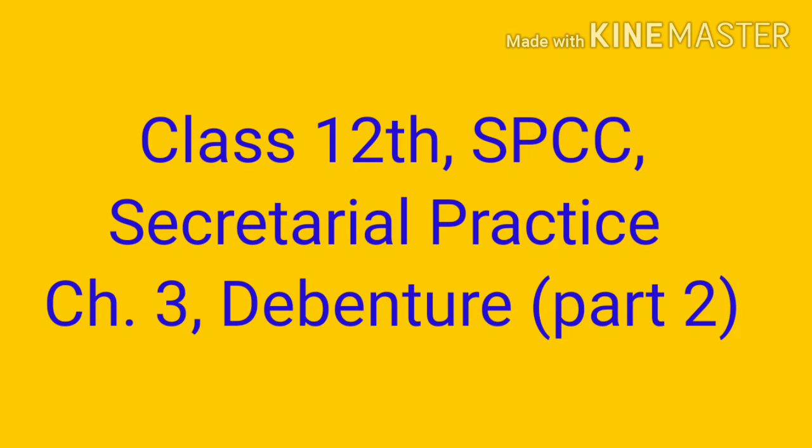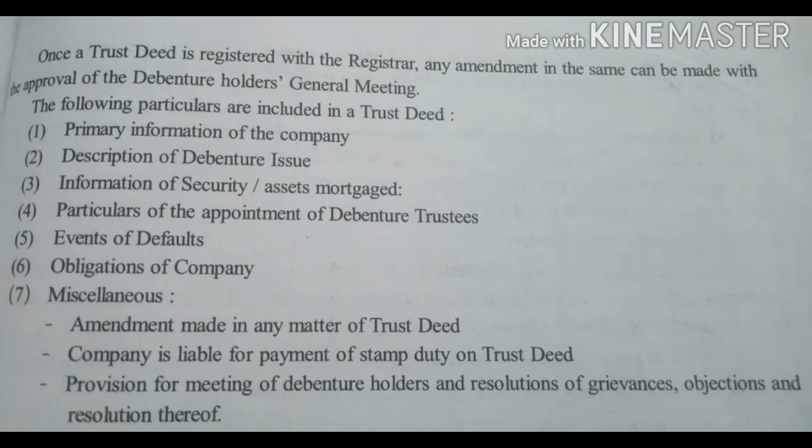Let us continue with chapter 3 of secretarial practice, debenture. Now we have to learn about the debenture trust deed. The following particulars are included in the trust deeds: primary information of the company, description of debenture issue, information of security or assets mortgage, particulars of the appointment of debenture trustees, events of defaults, obligation of company, miscellaneous.